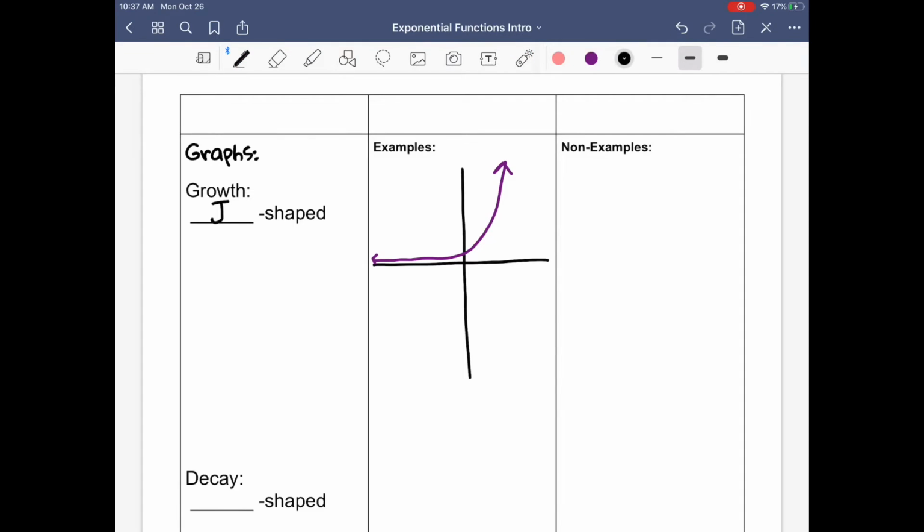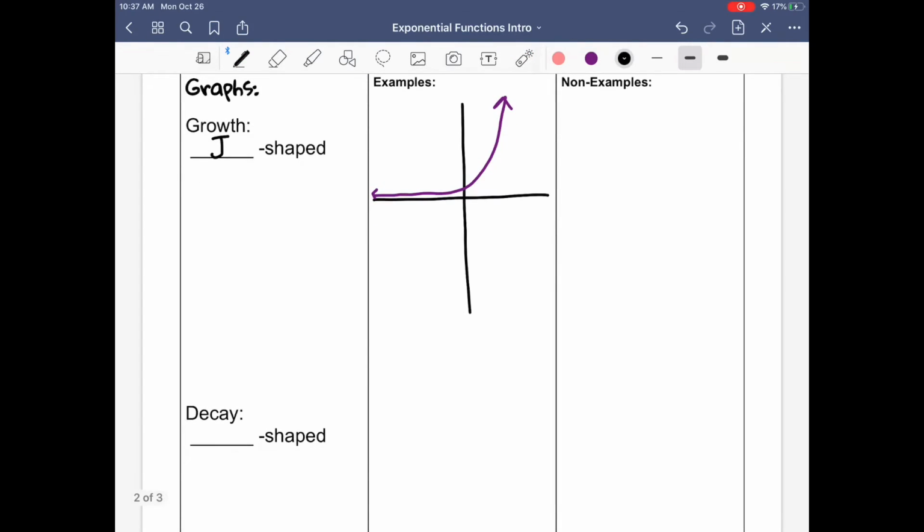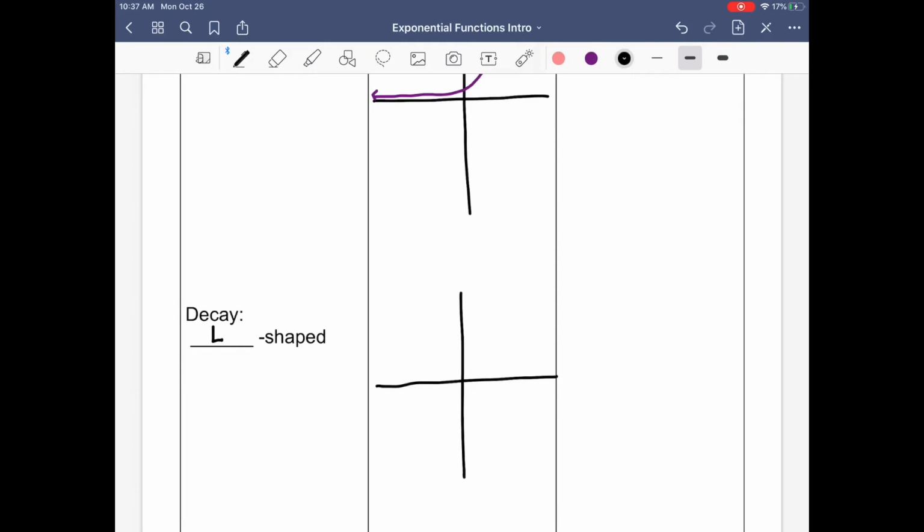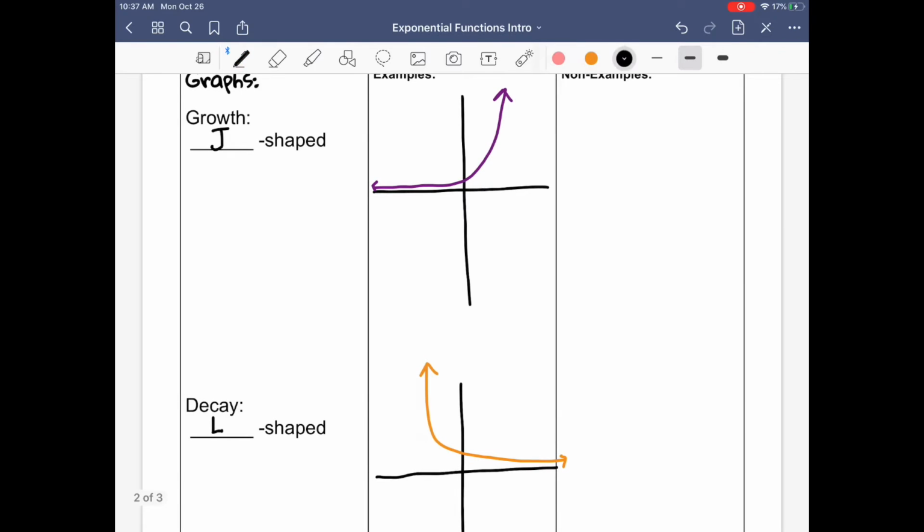All right, so then we have decay, and decay is actually going to be L-shaped. When I look at decay, it's going to almost look identical except it's coming from the other direction. It's going to start high and then level out at the bottom. When I look at these two, I can read it from left to right. You read a graph from left to right just like you read a book. Left to right, I can see that it's increasing, so it's growing. For decay from left to right, I can see it's decreasing. So since it's decreasing, it's going to be decaying. Okay? So growth is J-shaped, decay is L-shaped.